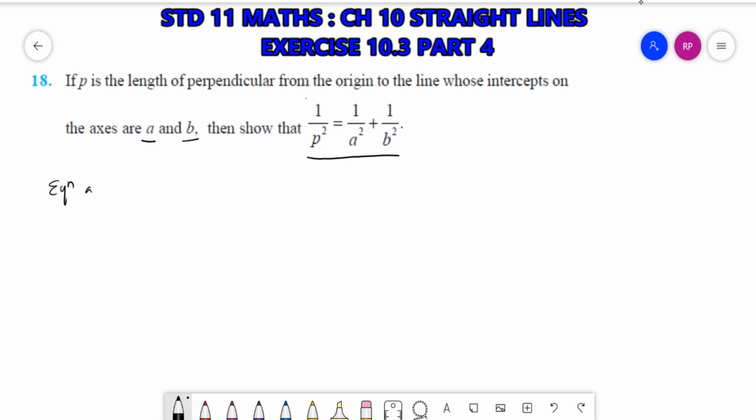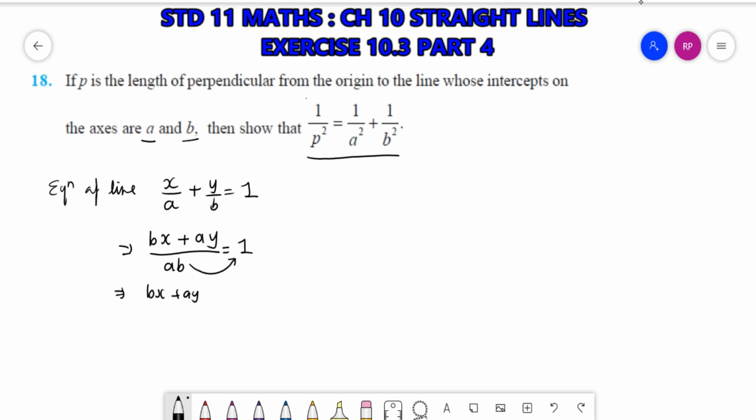So the equation of line will be x by A plus y by B equal to 1. Okay, let's cross multiply. It will be (bx plus ay) upon ab, that will be equal to 1. So bx, again simplifying it, plus ay. Now taking ab on the other side, that will be equal to ab. Rearranging, finally I will get the equation bx plus ay minus ab equal to 0.